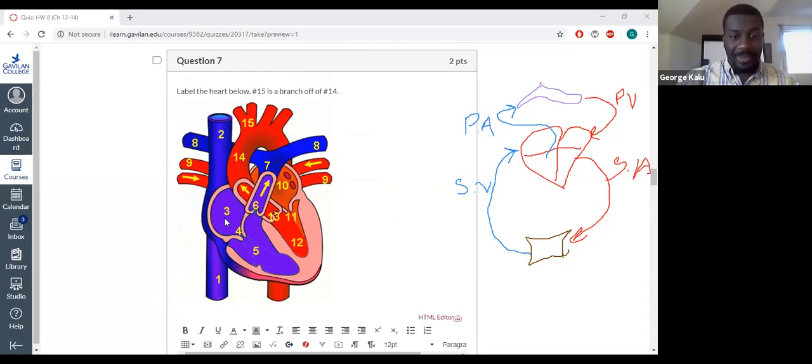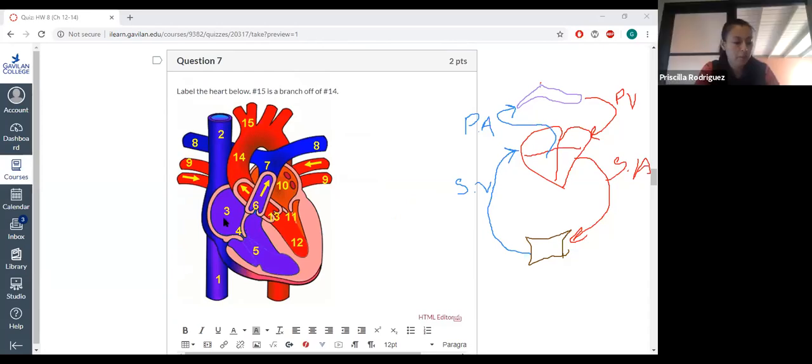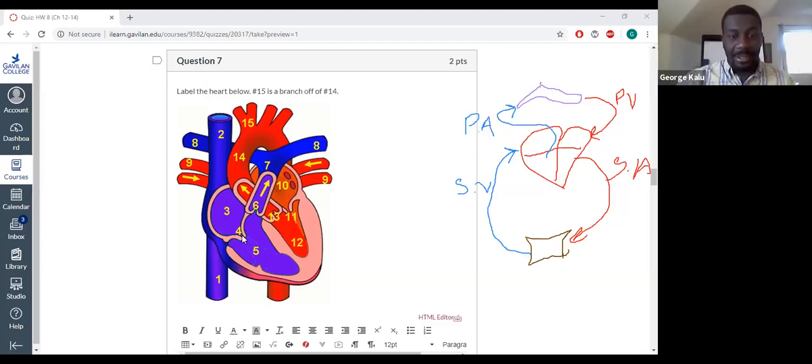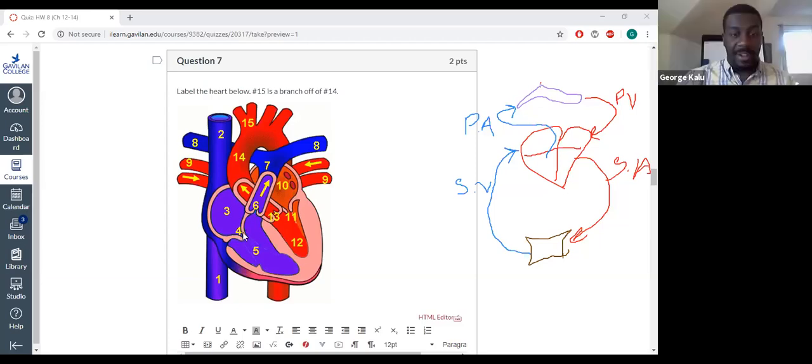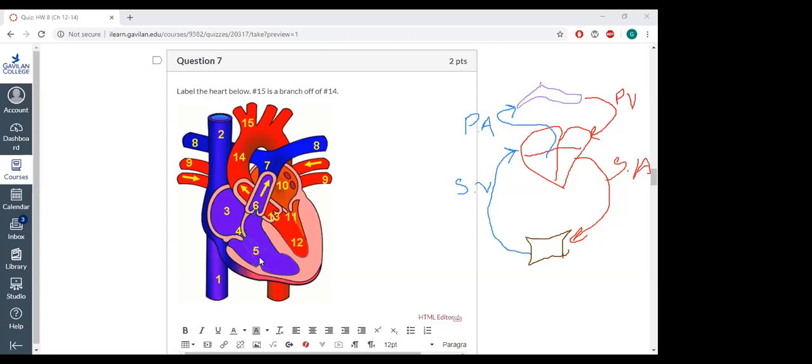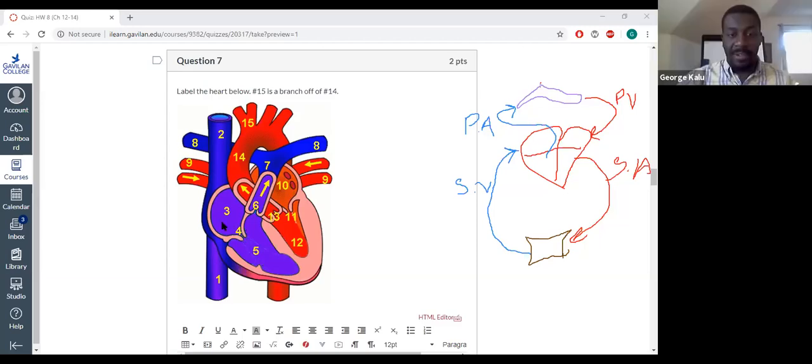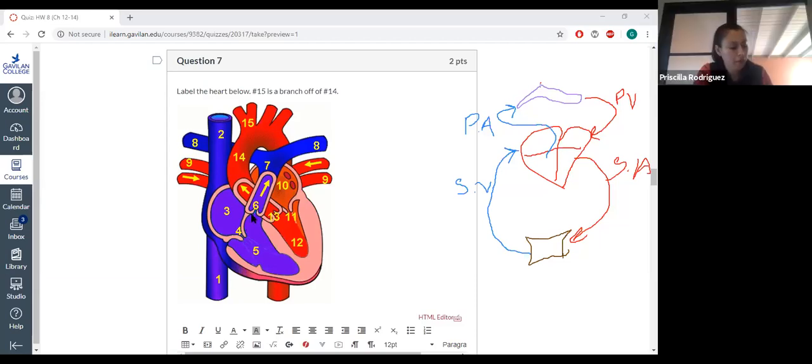Then 3. The right atrium. Cool. 4. The tricuspid valve. Yes, this would be the tricuspid valve. Remember, the tricuspid valve is in between the right atrium and the next one, number 5, the right ventricle. Right, perfect. So the tricuspid valve is always between the right atrium and the right ventricle. Then number 6, which valve? The pulmonary valve.